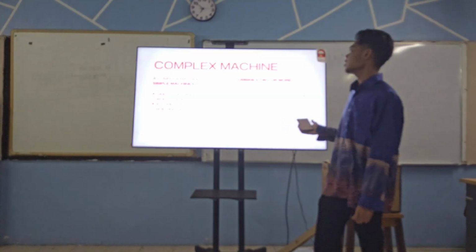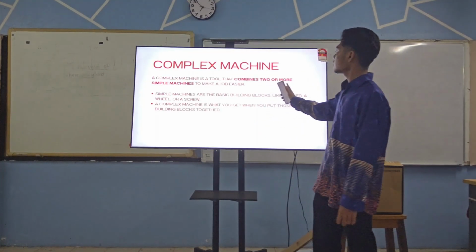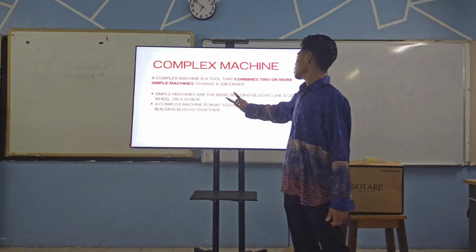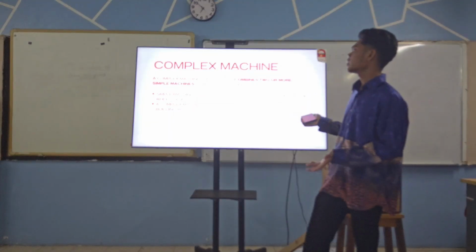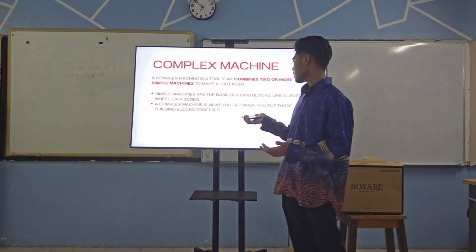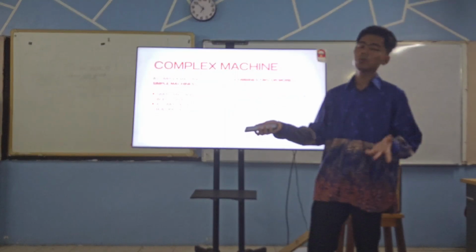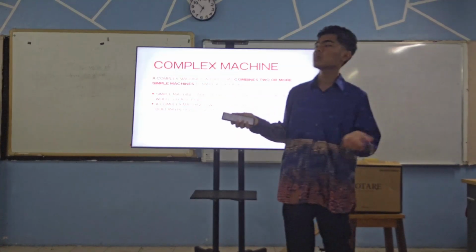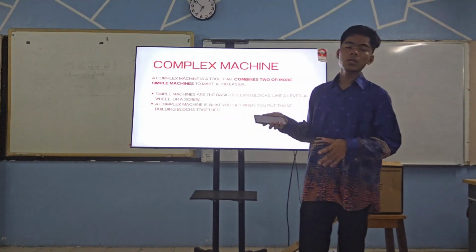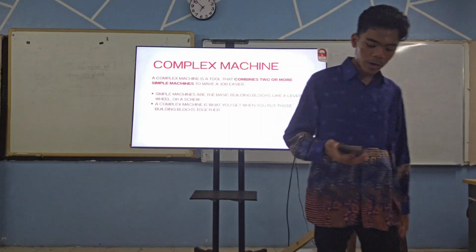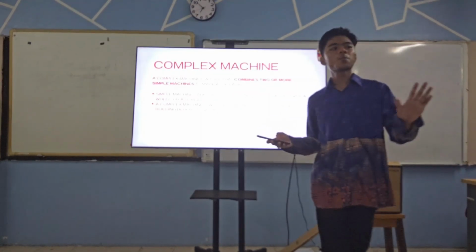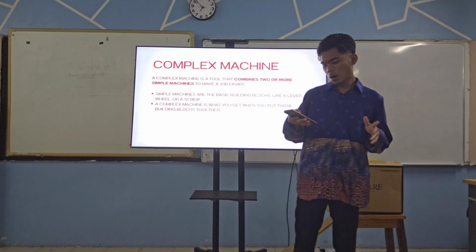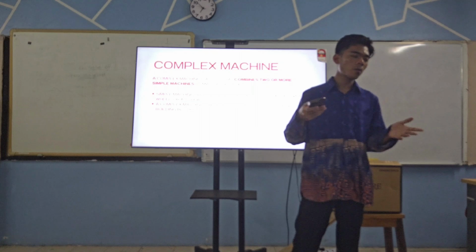Now, the complex machine is a tool which combines two or more simple machines to make the job easier. Simple machines are the basic building blocks like a lever, wheel or screw, while the complex machine is what you get when you put those building blocks together, when you combine those together to create something new to easily make your life easier. So now, I'm going to ask you a little bit of high thinking question to deepen your understanding of it.